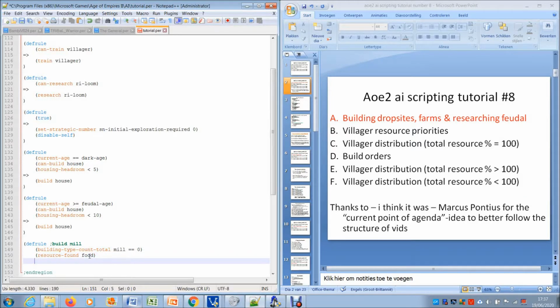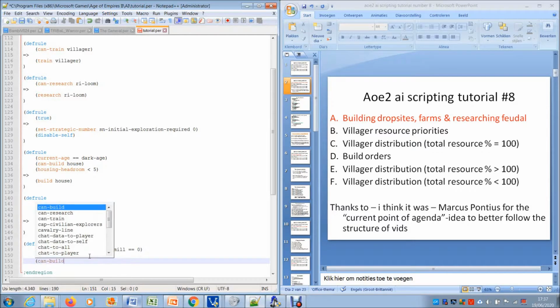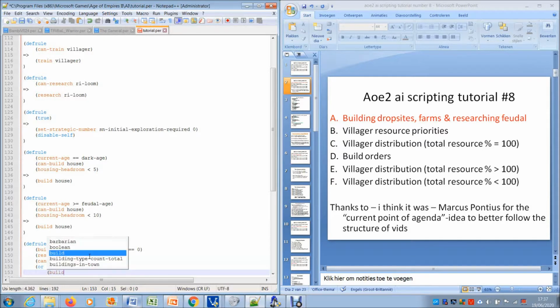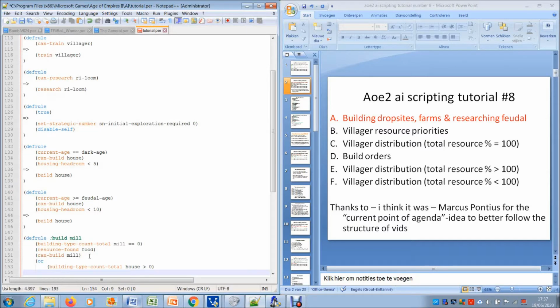So we'll try and build a mill at forage bushes. Can build mill. Remember, always a can build, can train and can research. We will use an OR boolean, which we saw in the last video. Building type count total house is greater than nil. And we want to build a mill after we are certain that it's built its house.